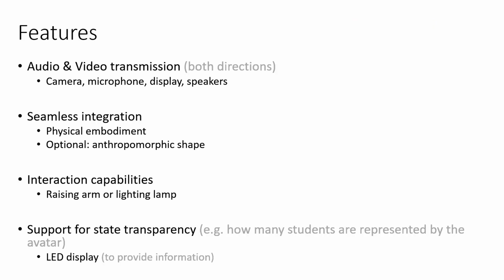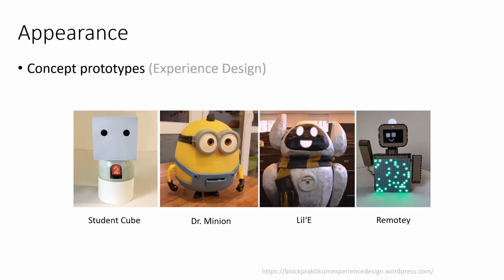And this resulted in several feature requests, like audio and video transmission in both directions, a physical embodiment, maybe in an anthropomorphic shape, interaction capabilities like raising the arm or lighting a lamp, and also some sort of state transparency, like how many remote students are represented by the avatar. Are there 5 or 50 or even more?